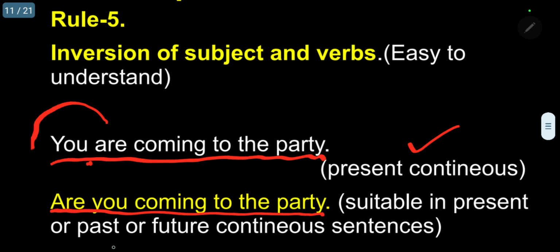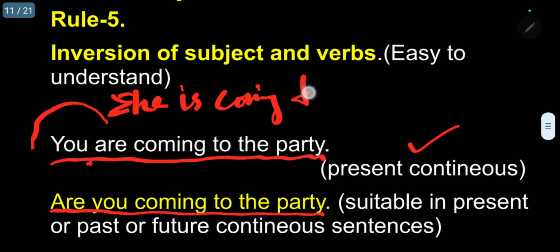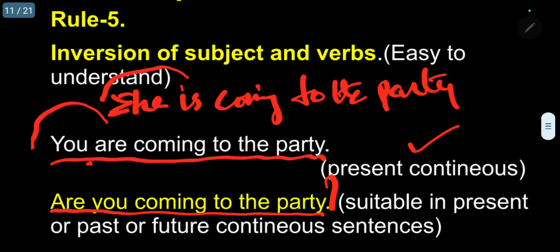Suitable in present or past or future continuous sentences. Very clear? Suppose instead of "you are coming to the party", suppose I am using "she is coming to the party", for example. This is the reply. So how to raise a question now? You have to put is here. So automatically, is she coming to the party? Put a question mark. Simple inversion of subject and verb.